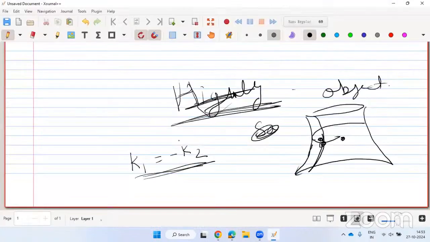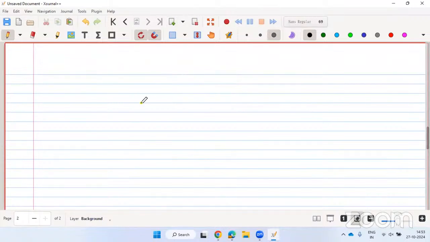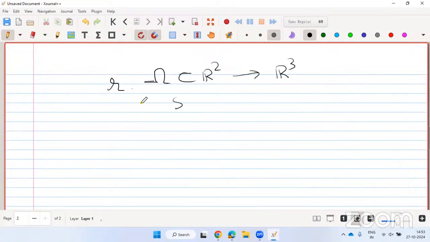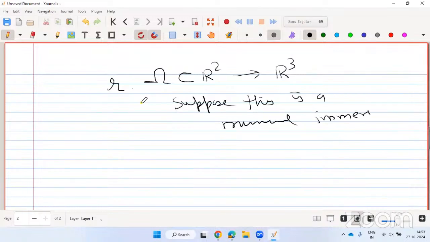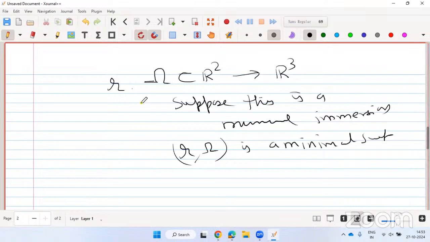I will repeat this very important fact, because I do not know whether I was able to explain clearly. What I'm saying is: R from omega, a subset of R2, to R3, suppose this is a minimal immersion. Sometimes people say (R, omega) is a minimal surface. It is the same language.